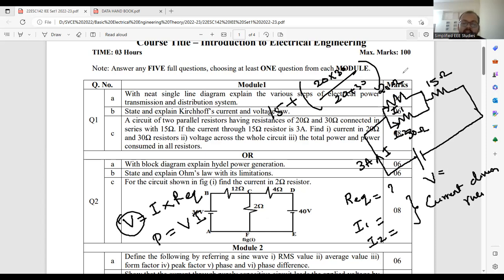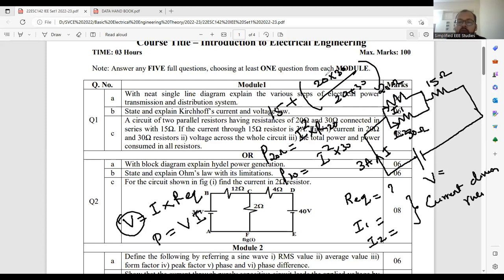Moreover, each resistor you have to inspect. So for the 20 ohm resistor, you can write P20 ohm. How to calculate the power consumed in 20 ohm? What's the formula? P is equal to I square into R. I square into R20, what is the value? 20 only. I square into 20. Similarly, P30, so I square into 30. Similarly, 15 also you can calculate. Like that, you can easily follow. It is a very simple question only. Okay. I hope you understood how to solve this. Anyway, the data handbook is available, if you belong to VTU.